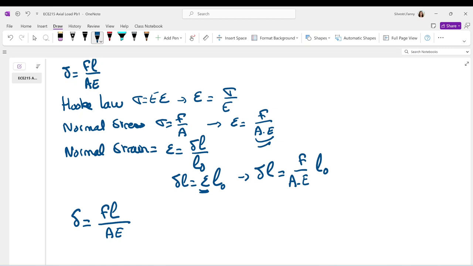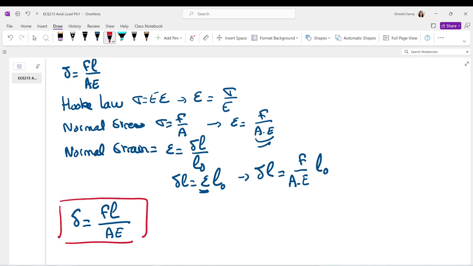And be careful with your units to have everything in the correct unit. The little delta will be in millimeters, and the force will be Newton or kilonewton, L in millimeters. The A will be your area in millimeter squared, and the E, depending on whether F is in Newton, E will be in megapascal. If F is in kilonewton, E will be in gigapascal. So that's how we have this formula.